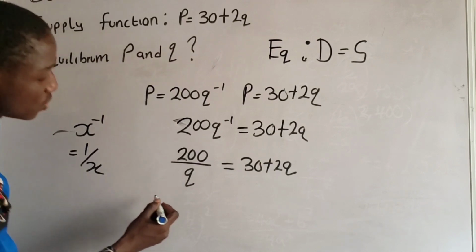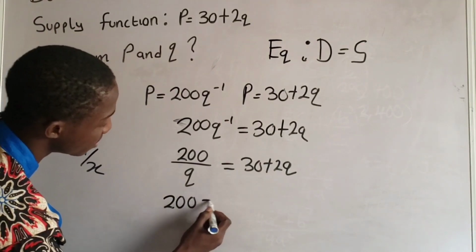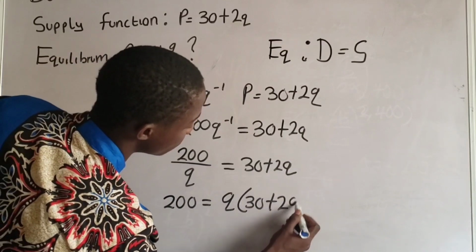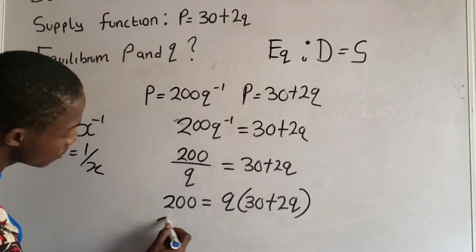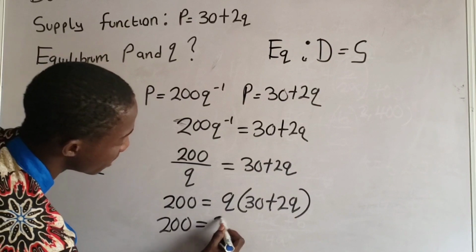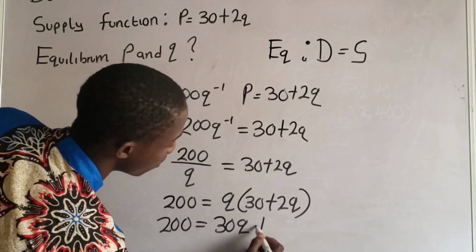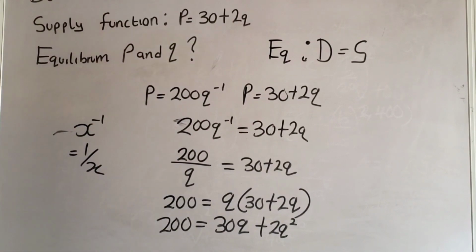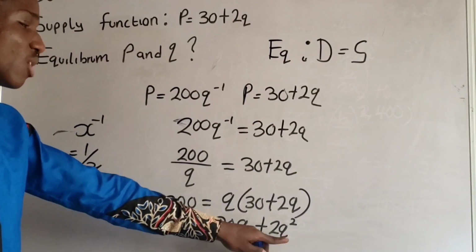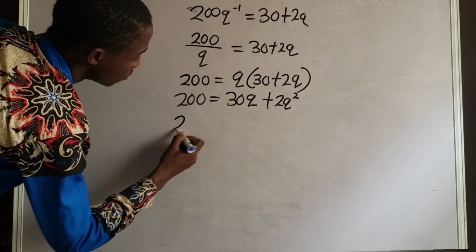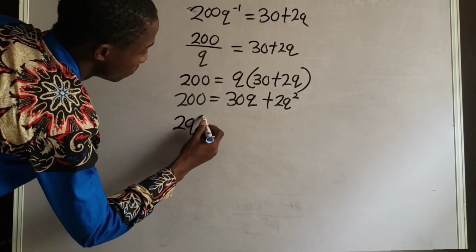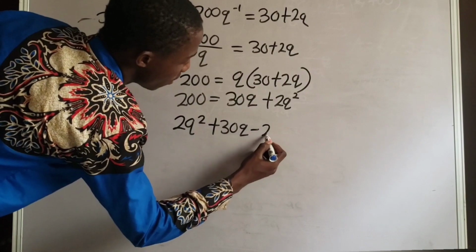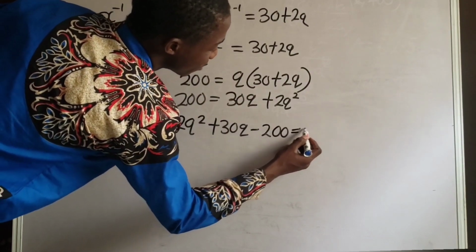Multiply both sides by Q. I'm going to have 200 is equal to Q into bracket 30 plus 2Q. 200 is equal to 30Q plus 2Q squared. Of course, this is a quadratic equation because the highest power of Q is 2. So 2Q raised to the power of 2 plus 30Q minus 200 is equal to 0.